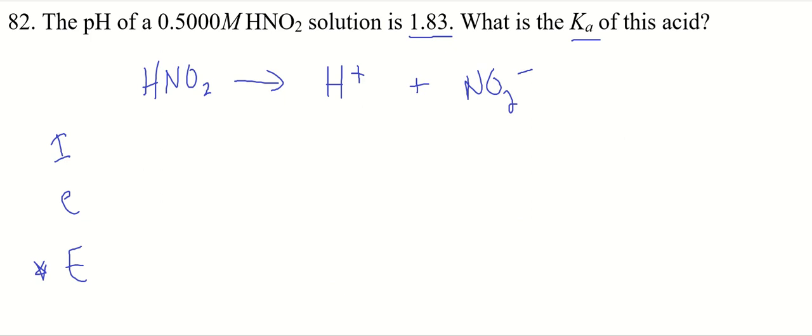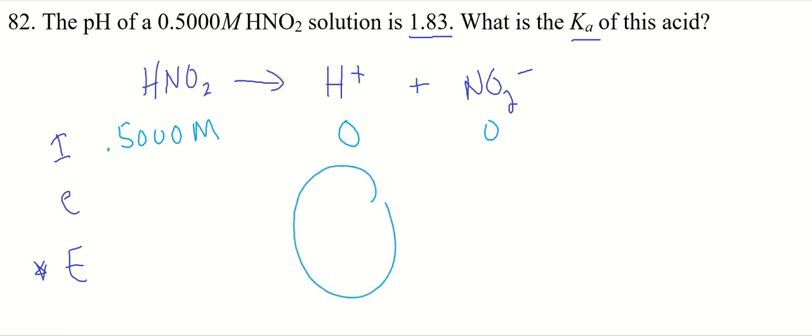So I stands for initial conditions. We're starting with 0.5000 molar of nitrous acid, and we assume before it reacts we have 0 concentration of the products. Now normally we would have to solve for x, but we're given here the pH, and remember pH is related to the concentration of hydrogen ion.